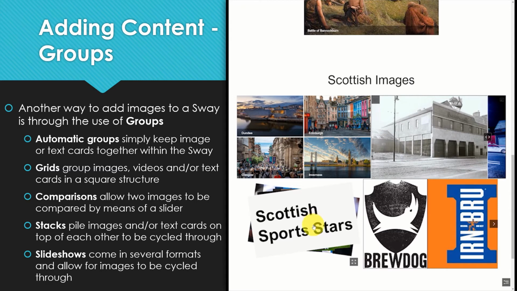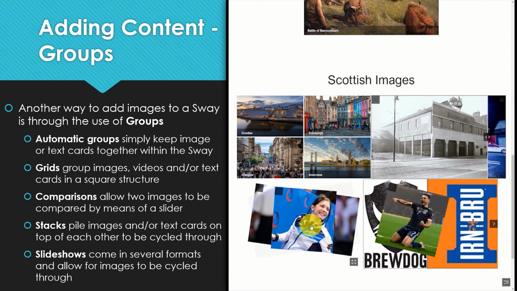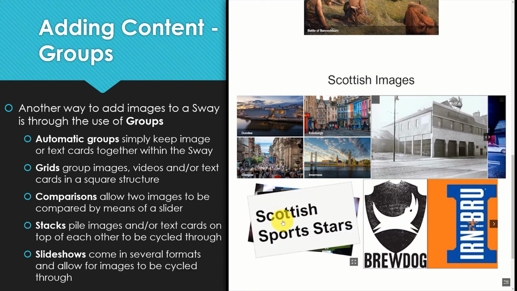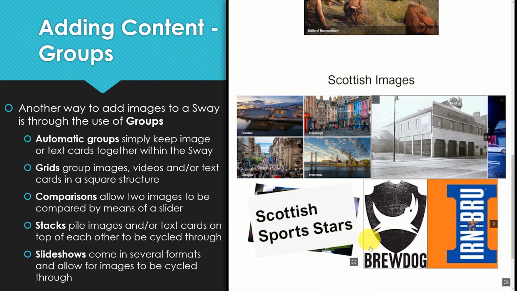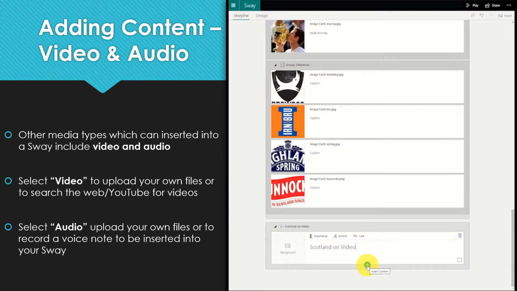We have the stack, where if selected, we'll file through the photos within that particular group, as well as any text we've chosen to add. And we also have our slideshow option, where we can flick through the images that we've chosen to add. Select Edit at the top of the screen to return to Storyline view. Other media types which can be inserted into a Sway include video and audio.